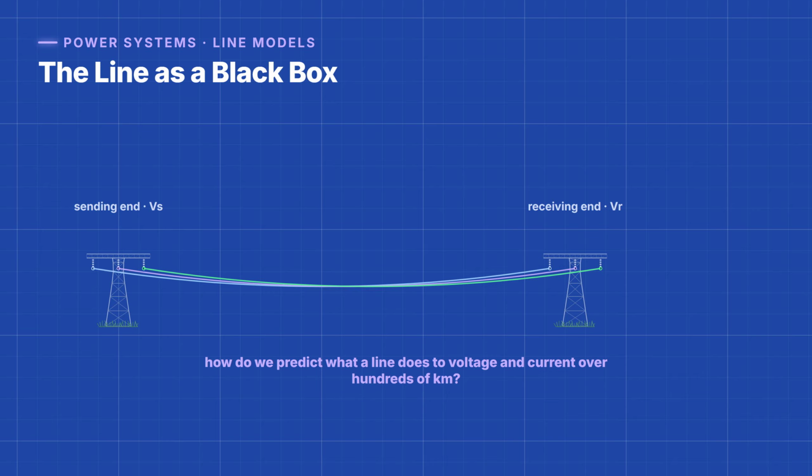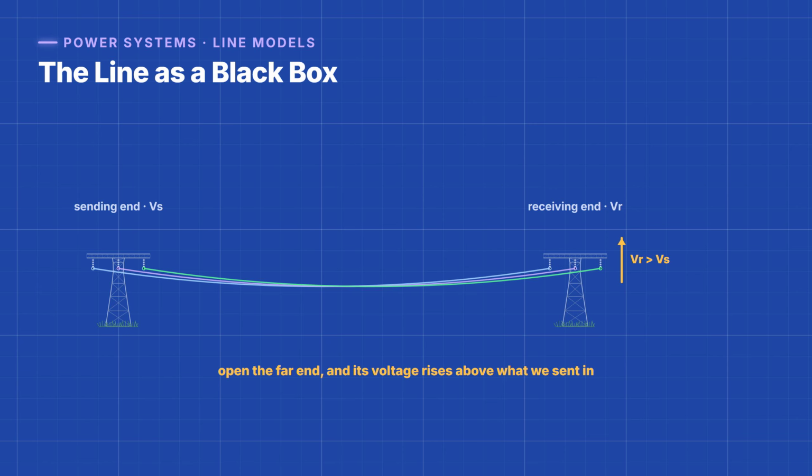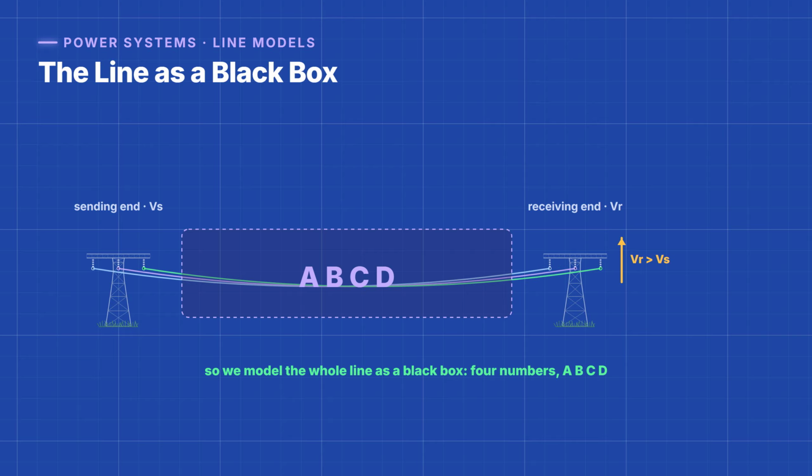Stretch a line to 500 kilometers, and its inductance and capacitance are smeared all along it. Voltage and current travel down it as waves. Energize it with the far end open, and the voltage at that end rises higher than what we sent in. The trick is to treat the whole line as a black box described by just 4 numbers, the ABCD constants.